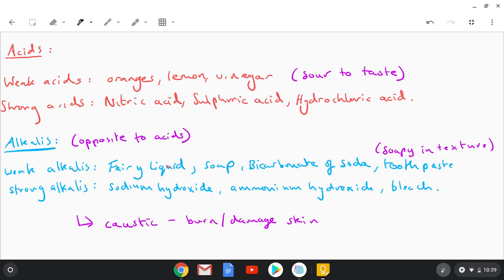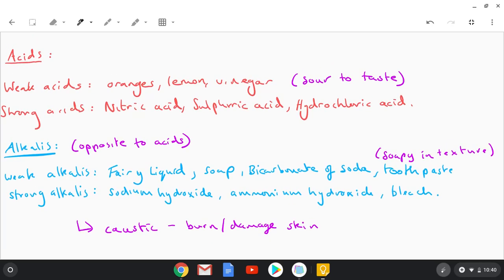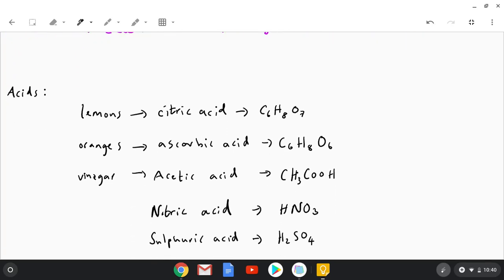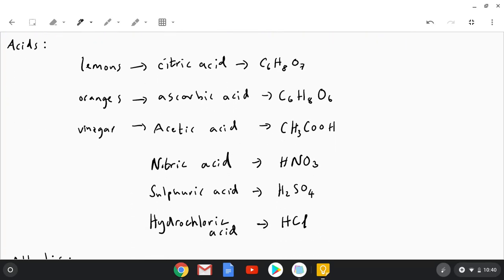Weak alkalis, some of the examples are like fairy liquid, soap, bicarbonate of soda, toothpaste. So what you could write in the exam that could identify weak alkalis, they are kind of soapy in texture, and that's something that the examiner is accepting as an answer at your stage, at your level in year 8. Strong alkalis, such as sodium hydroxide, ammonium hydroxide, and we use in the lab. Bleach that you use at home is a strong alkali as well. We describe them as caustic because they have a potential to burn or damage your skin. So these are the type of notes that when you were watching the video last lesson, you should have been making.